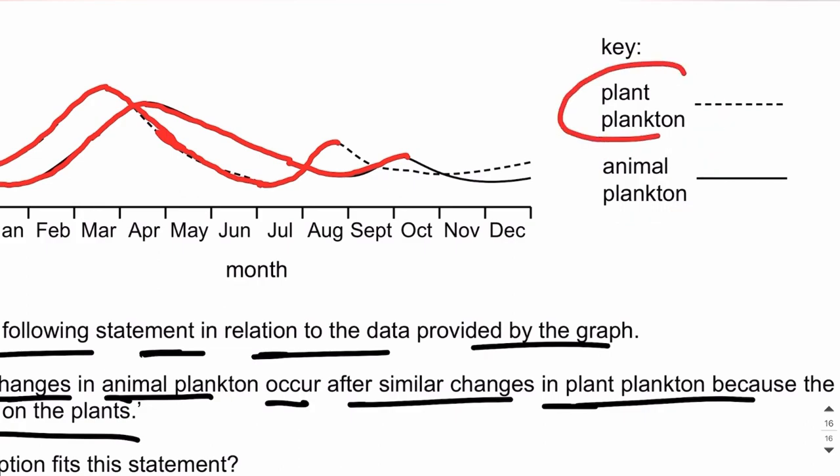So when the plant planktons rise, the animal planktons start eating the plant planktons, and animal planktons start to rise. So when the animal planktons start to eat plant planktons, the plant planktons start to fall, and as the plant planktons fall, the animal planktons start to fall as well because the food availability decreases.